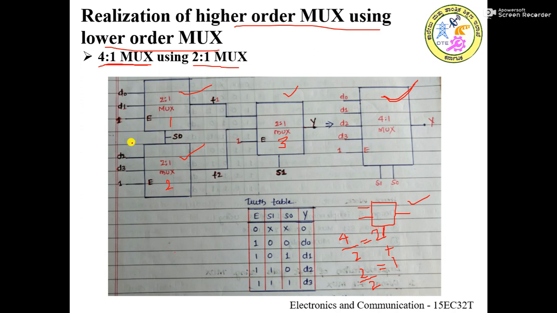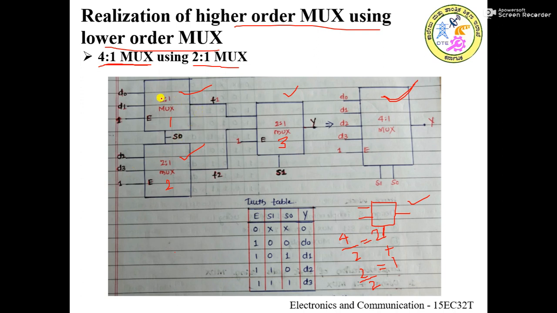The enable pin should be connected to VCC as it is an active high enable pin. These are all connected to VCC, okay, or 1 you can say. So as per the 4:1 mux logic symbol here, let's designate these inputs in their order only. First 2:1 mux gets D0 and D1, next 2:1 mux gets D2 and D3.